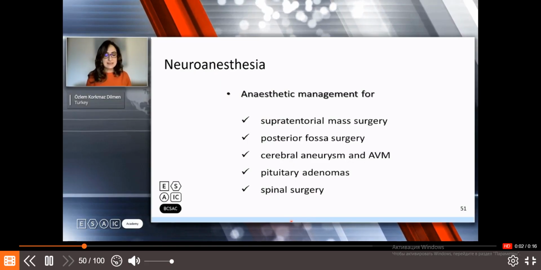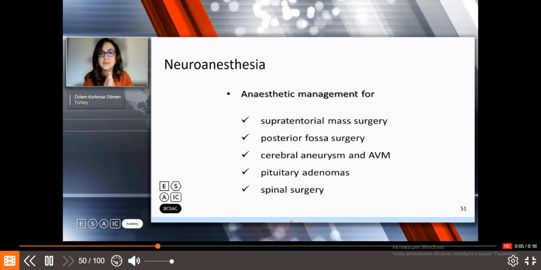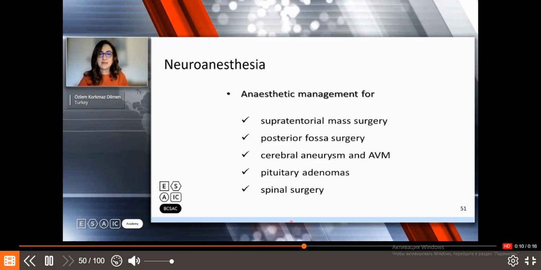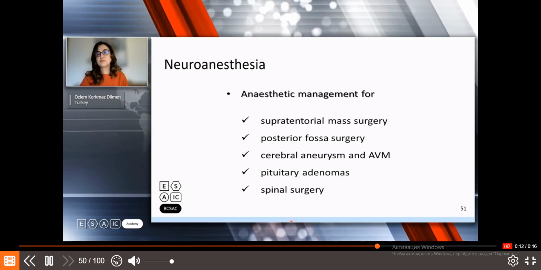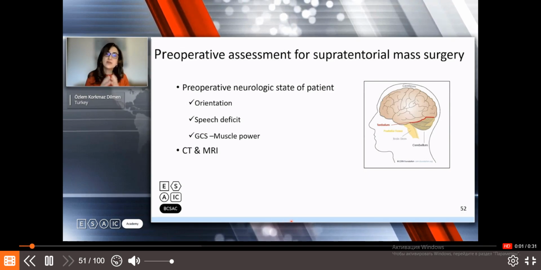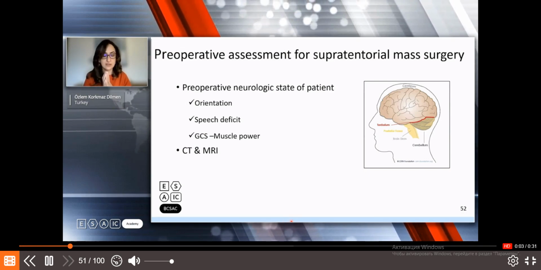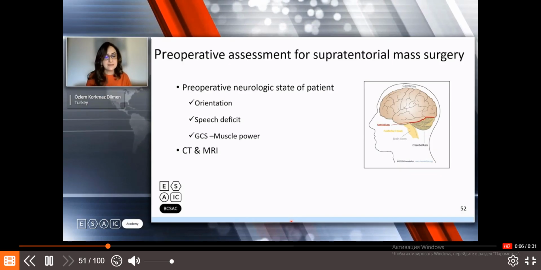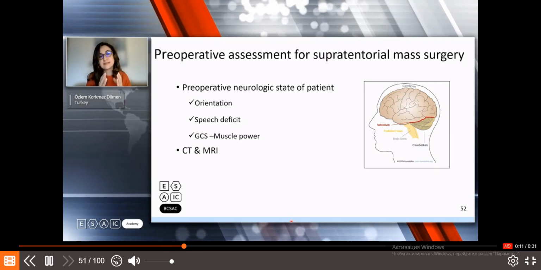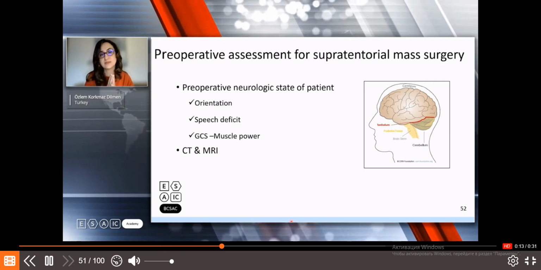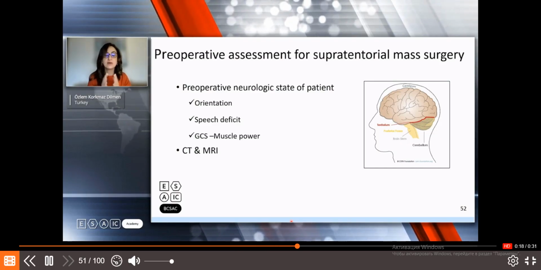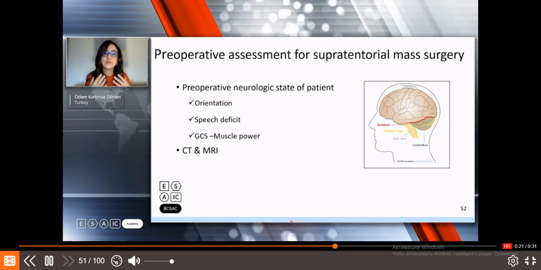Okay. Let us adapt this anatomical and physiological knowledge to our clinical practice. We will start with the anesthetic management for supratentorial and infratentorial mass surgery. At the preoperative assessment for supratentorial mass surgery, besides the systematic evaluations, the neurological state of the patient should be determined. The patient's orientation, speech deficit, Glasgow Coma score, and muscle power should be assessed.